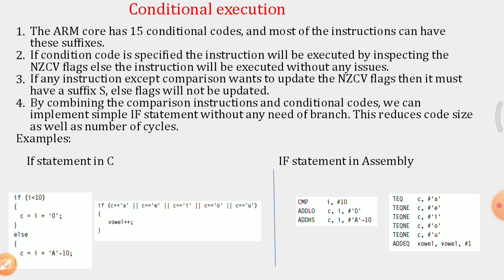Now for the second example of an if statement in C language: if c is equal to character A, or c is equal to character E, or c equal to I, O and U. If c is any one of the characters A, E, I, O, U, then ol will be incremented. This can be implemented in assembly as on the right side.